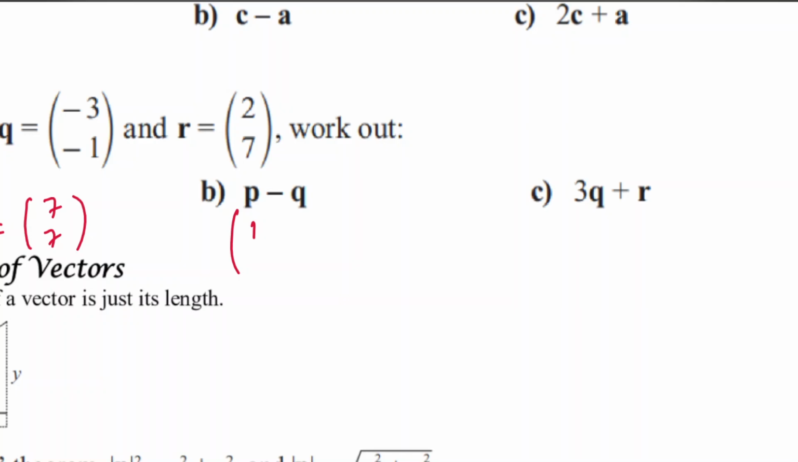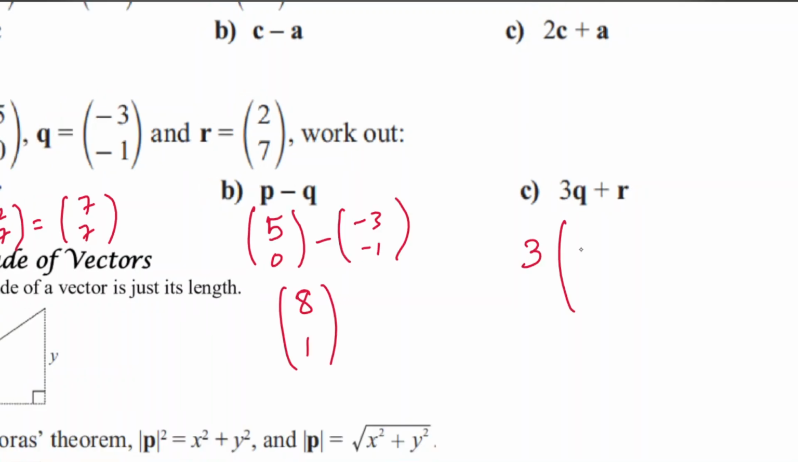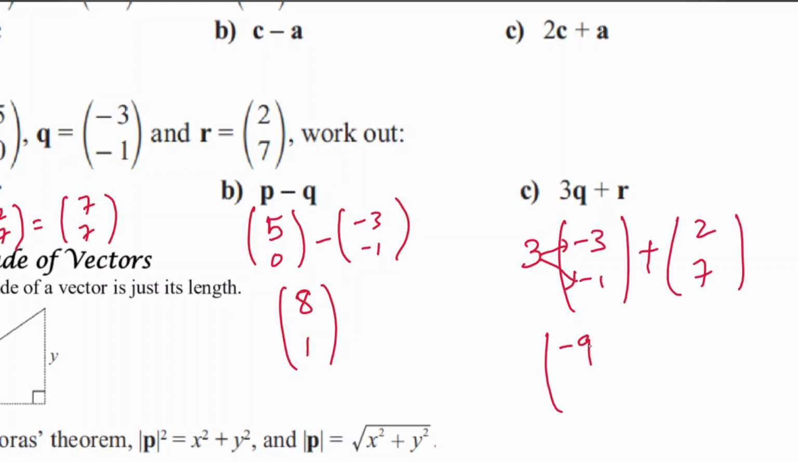It can be done without the calculator also, but you should know that minus of minus becomes plus, so 5 plus 3 is 8, and 0 minus of minus 1 gives you plus 1. The q value is (-3, -1), the r value is (2, 7). So I told you multiplication can be done like this. 3 times minus 3 is minus 9, 3 times minus 1 is minus 3, plus (2, 7).